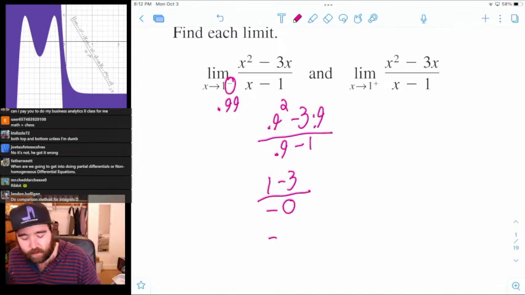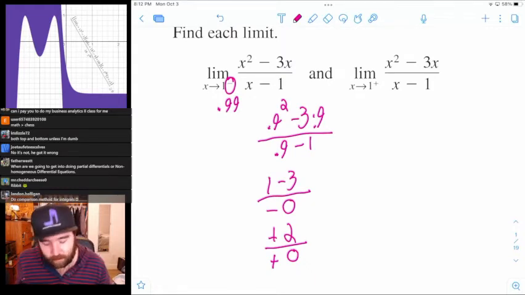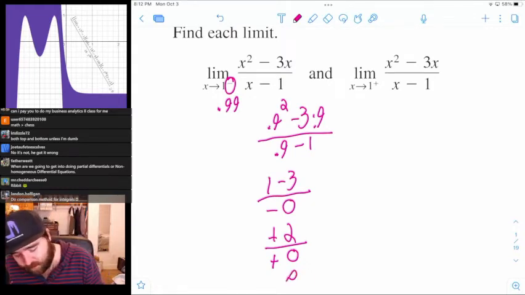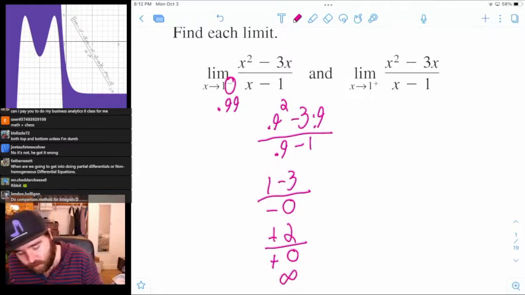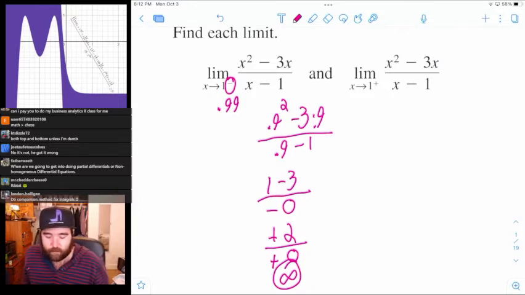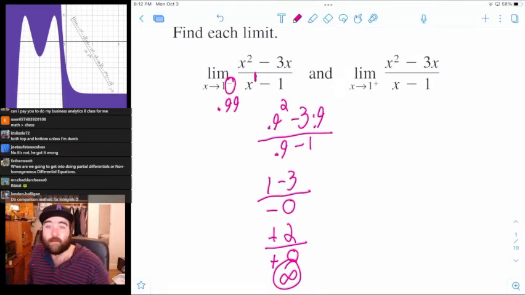So what do we have then? We have basically negative 2 over negative basically 0. So the negative divided by negative, those are just going to cancel out. And 2 divided by a really small number is going to be positive infinity. So as it approaches 1 from the left, it'll be positive infinity. And then, since this is a single root asymptote, just x to the first, we expect this to be opposite on the other one. But let's plug in and see.